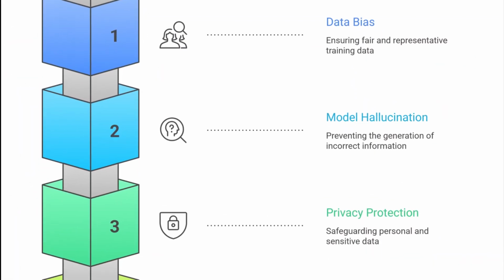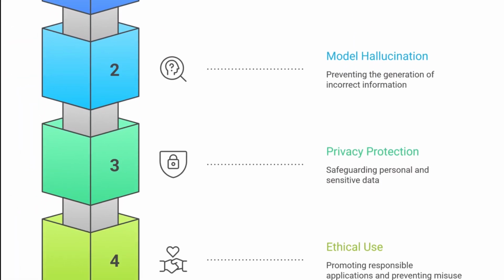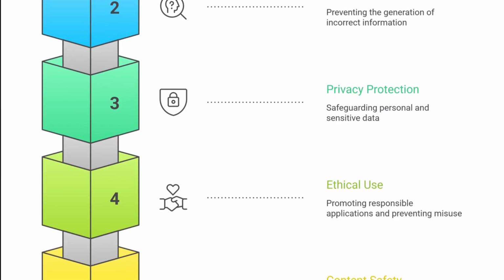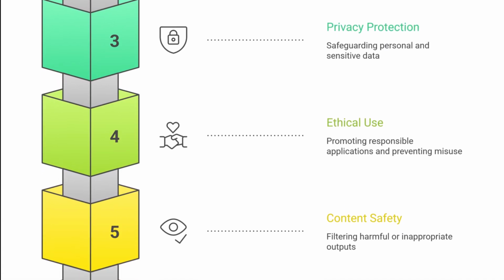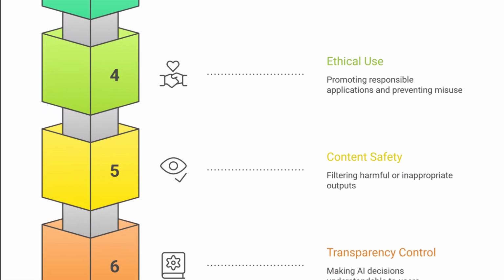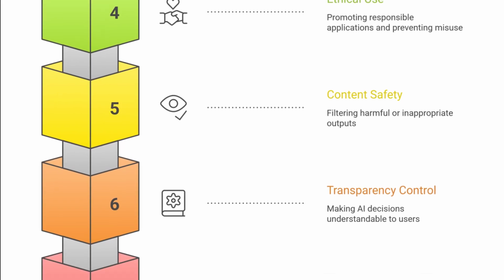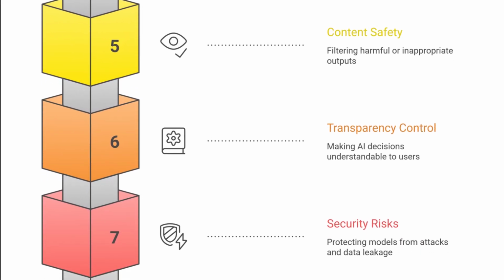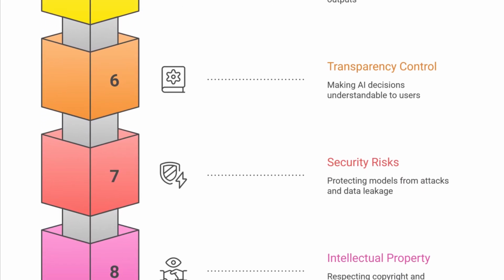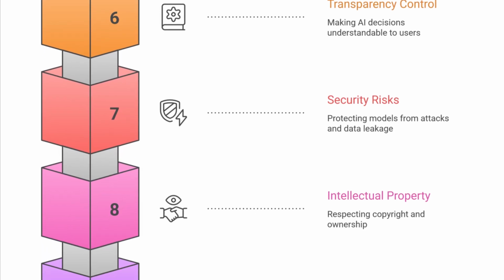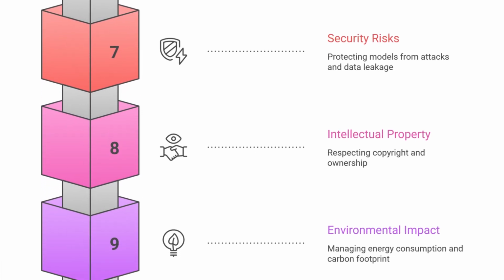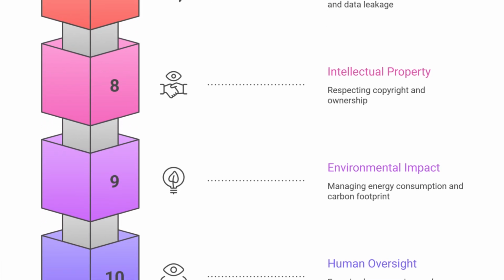Generative AI brings powerful content creation capabilities, but it also introduces important challenges and responsibilities. Addressing these areas ensures AI systems remain ethical, safe, and trustworthy. That's why responsible development, careful evaluation, and human oversight are essential when building or deploying generative AI systems.